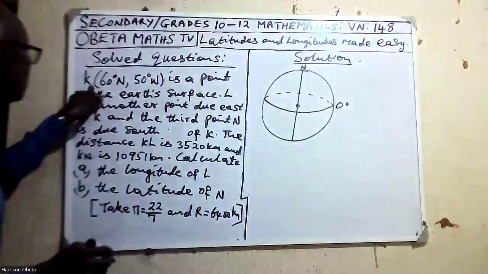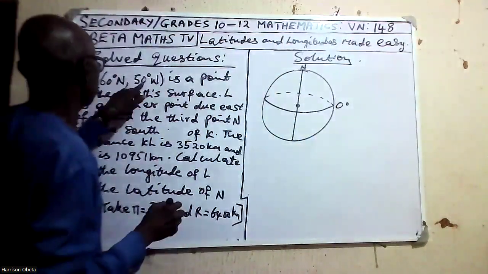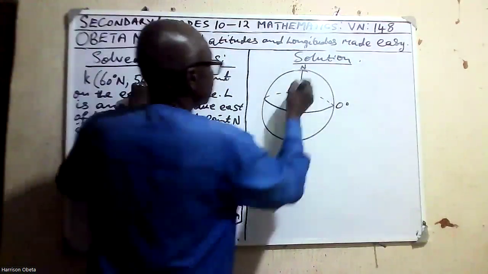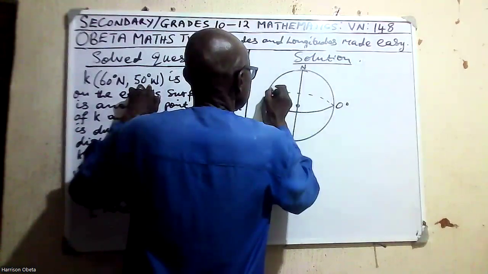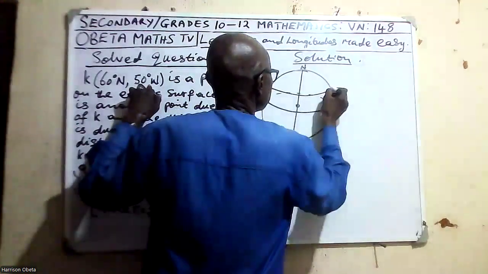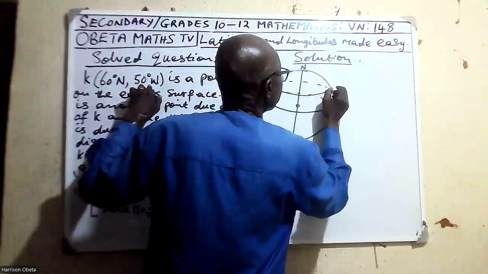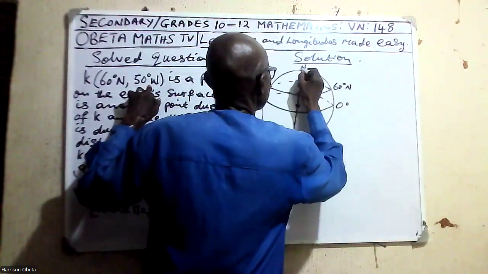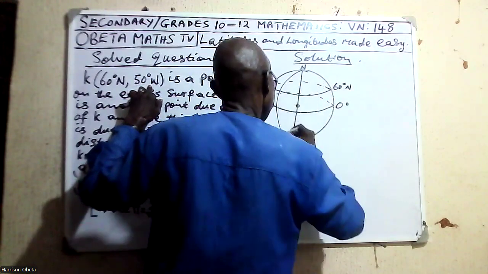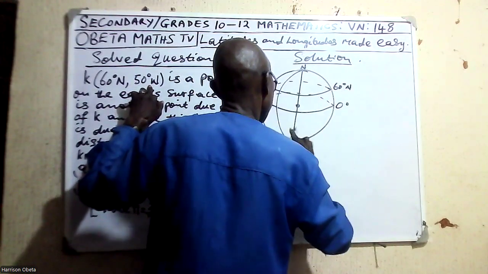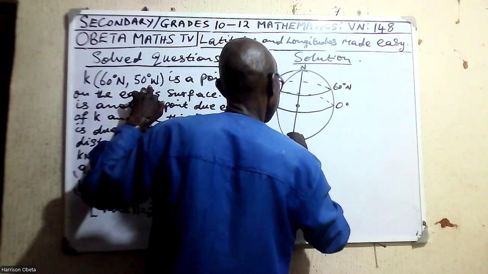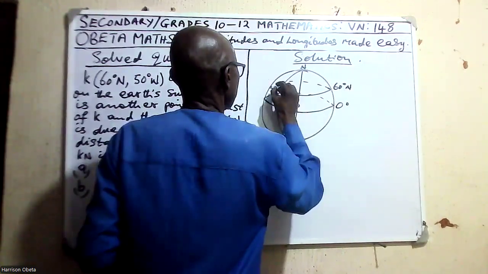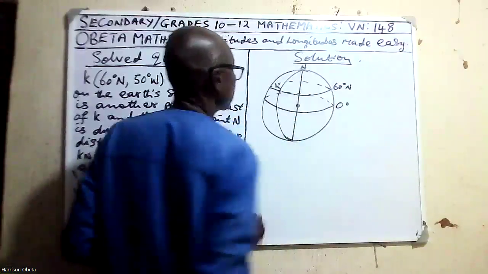We locate the first point, which is K, 60 degrees north and 50 degrees west. So let's locate first the north, and then west. Okay, so this is the point. We call this point K.